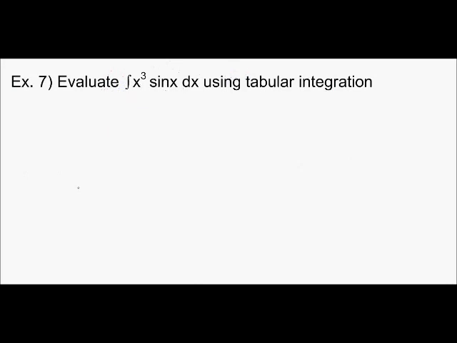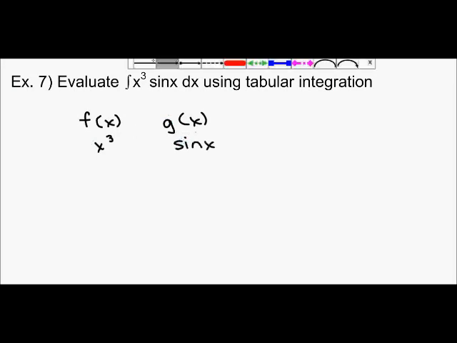Example 7, sorry. Example 7. Evaluate the integral x cubed sine x dx using tabular integration. So again, I see that x cubed, eventually its derivative will be 0. So that is my f of x. You want f of x to be whichever function will have a derivative that goes to 0. So we have f of x is x cubed, g of x is sine x.